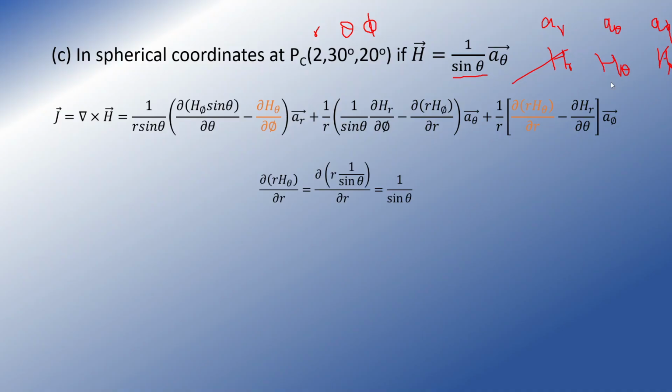The first one is H theta multiplied by r. So H theta is 1 by sin theta. Multiply this by r, then differentiate with respect to r. So what happens? 1 by sin theta is constant now. Differentiation of r with respect to r will be 1. So we end up with 1 by sin theta. That is the answer for this. Next, H theta with respect to phi, which means 1 by sin theta to be differentiated with respect to phi.